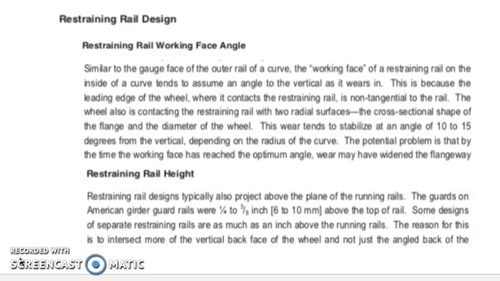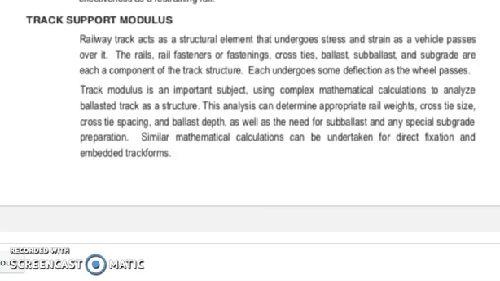So in terms of restraining rail design, it also projects above the plane of the running rail. We have to take note that the guards on the girder guard rail were 1/4 to 3/4 inches above the top of the rail. There are instances wherein the separate restraining rails are as much as an inch above the running rails. One of the important subjects is the track modulus.